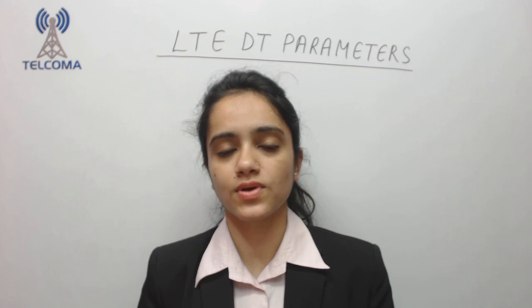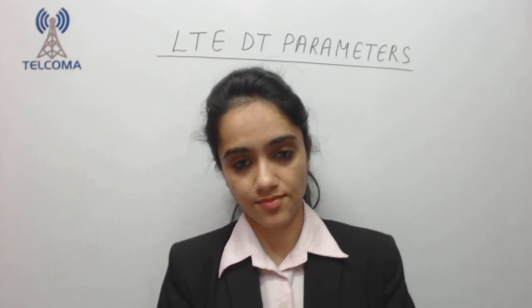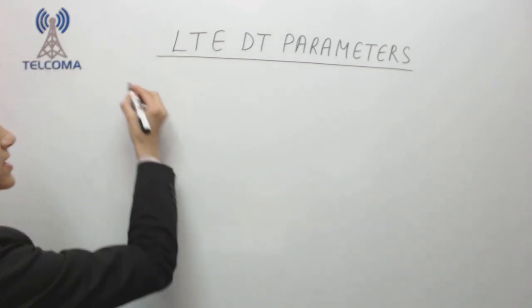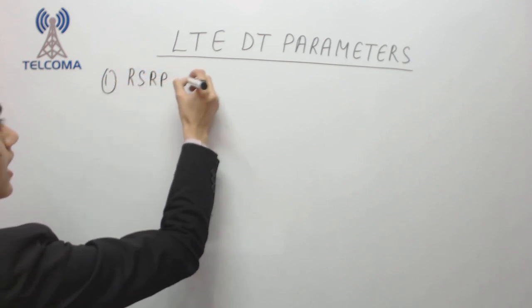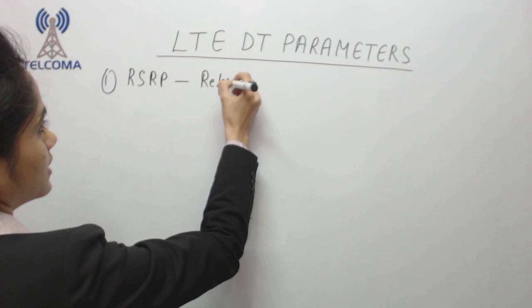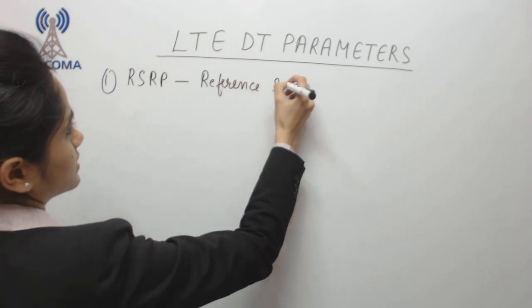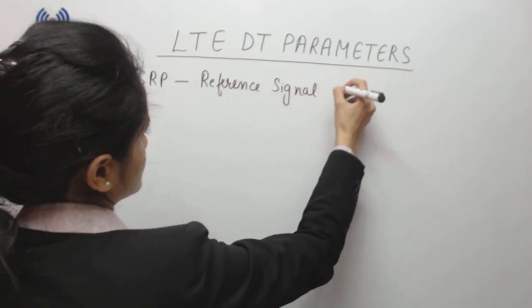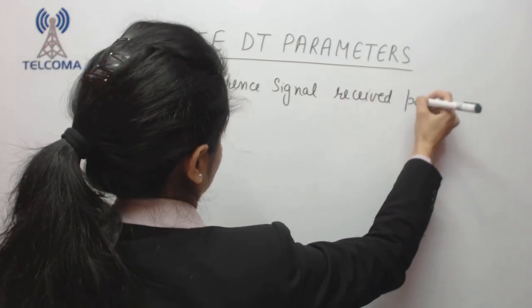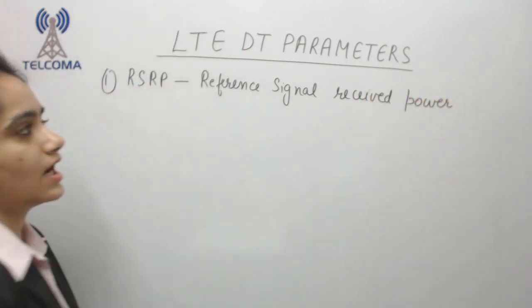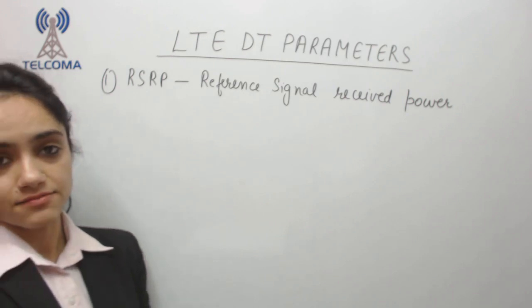So today in this class we are going to discuss LTE drive test parameters. So we have the very first parameter, and this parameter is RSRP. RSRP stands for reference signal received power.